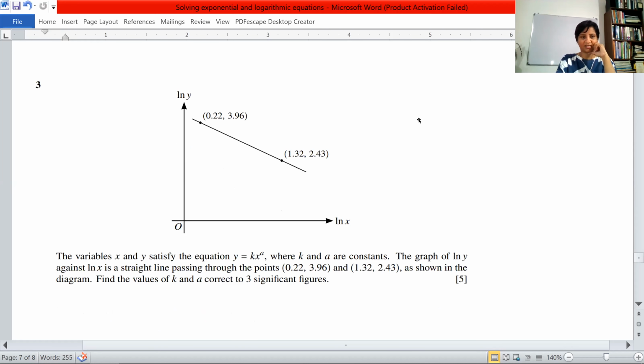So it says the variables x and y satisfy the equation y equals k x to the power of a. So it's a power relationship, where k and a are constants. The graph of ln y against ln x is a straight line. So y versus x would be a curve. Ln y versus ln x is a straight line, passing through the 2 points given, just like the one before, as shown. Find the values of k and a, correct to 3 significant figures.